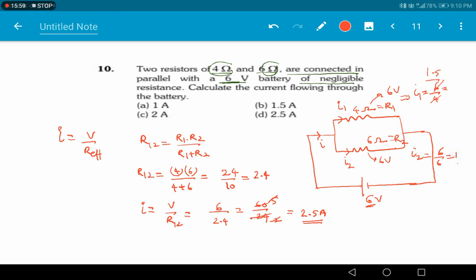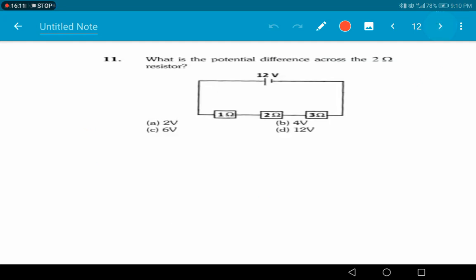If you observe this, I1 plus I2 is equal to 2.5. That is equal to the net current passing through the battery. So this is a way of checking the answers. Right, next question. What is the potential difference across the 2 ohm resistor?